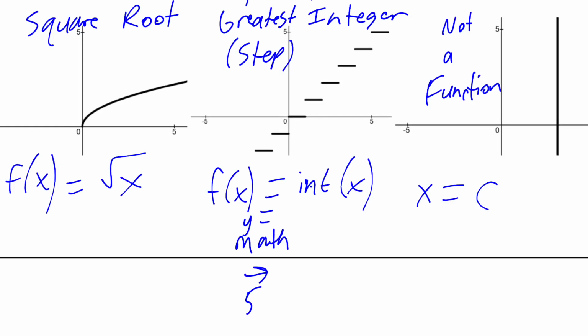The last three are the square root function and the greatest integer function, or the step function. I don't have a calculator in front of me, but I believe the steps are y equals, math, right arrow, 5 to pull up the int. And finally, this last one is not a function. Remember, vertical lines fail the vertical line test.